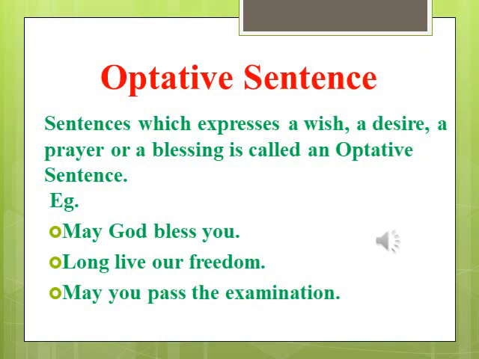Optative sentence. Sentences which express a wish, a desire, a prayer or a blessing are called optative sentences. Now let us look at the examples. May God bless you. This sentence is expressing a prayer. Second sentence, long live our freedom, expresses a wish to be free. The third sentence, may you pass the examination, is expressing a blessing. So, these sentences are called optative sentences.